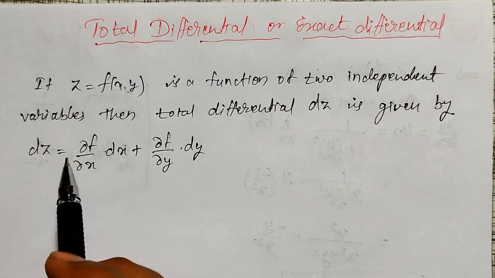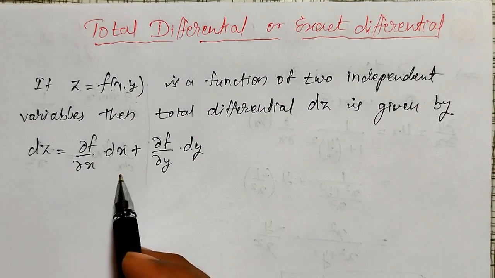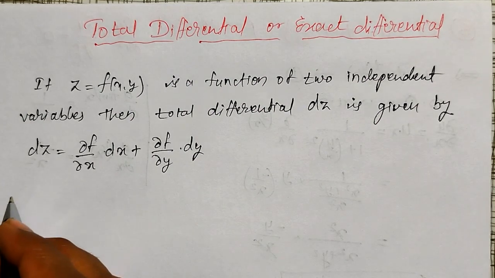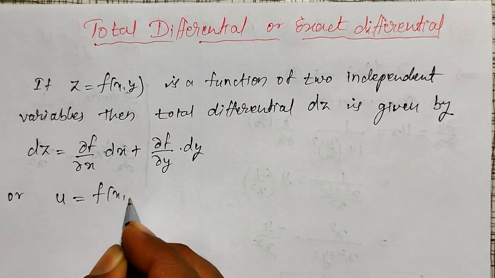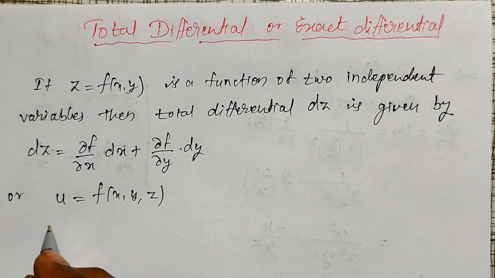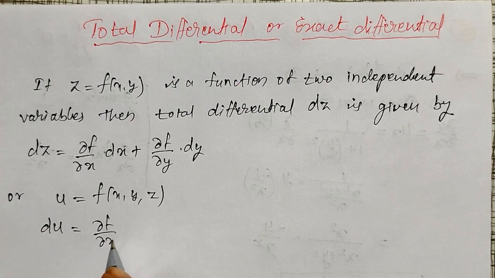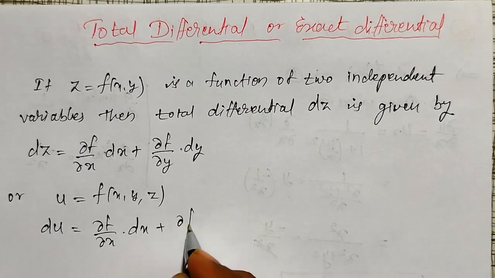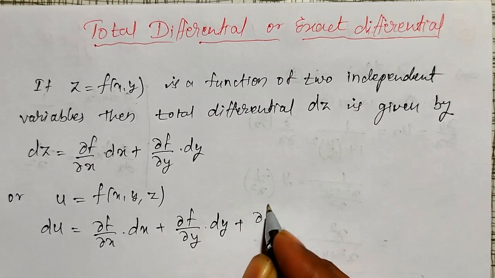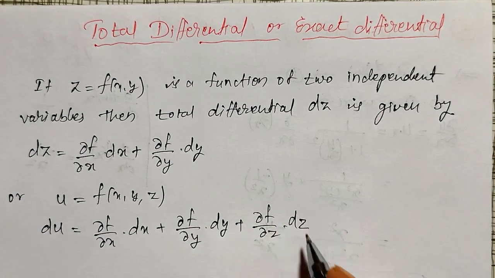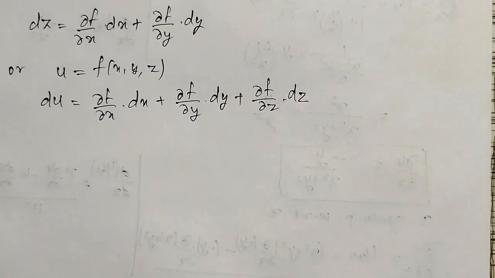If z is a function of two variables, then I can write the total derivative, or total differential or exact differential, like this. Or if three variables are involved, if u is a function f of x, y and z, then the total differential du is defined as dou f by dou x into dx plus dou f by dou y into dy plus dou f by dou z into dz. With an example I will explain what the total differential is.